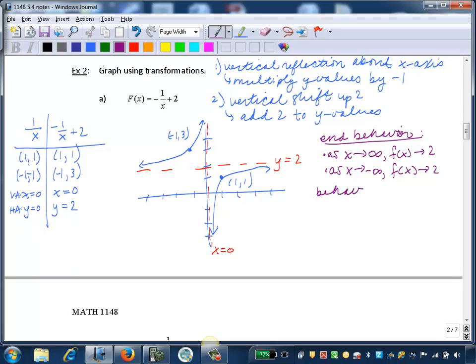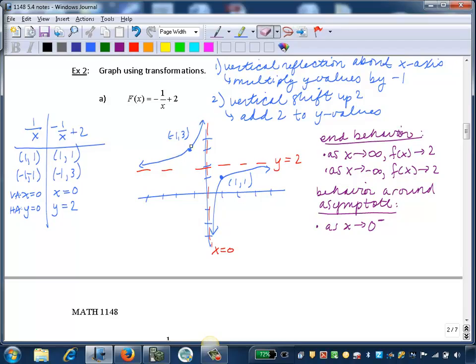Now let's describe the behavior of the graph around the asymptote, the vertical asymptote. So we can approach that vertical asymptote from the left and the right. Let's start from the left. As x approaches that vertical asymptote of 0 from the left, so that's 0 minus.